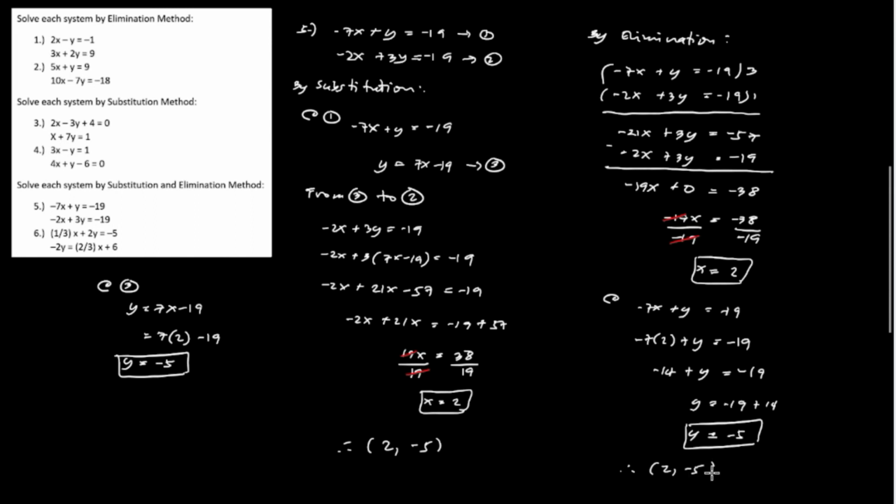2 and negative 5, which is the same value as using the substitution method, which is 2, negative 5. So x and y, and these are the solution. Example number 6.